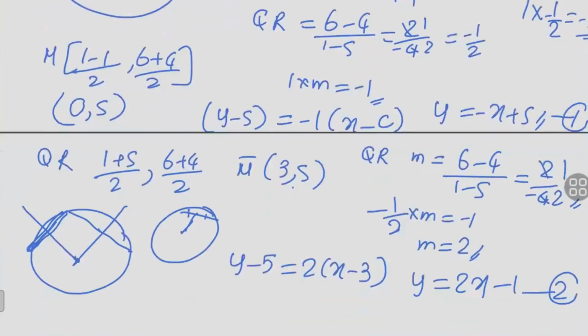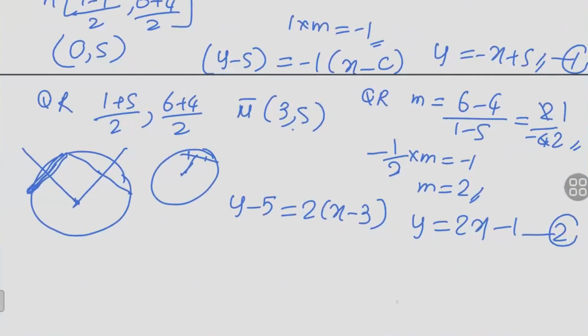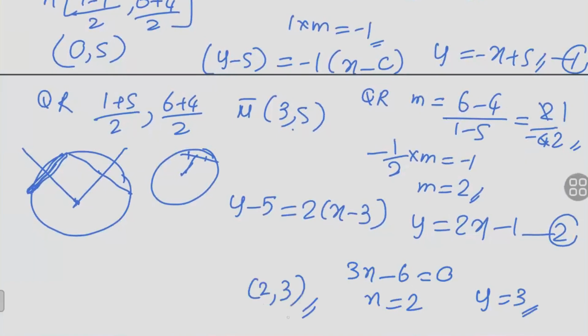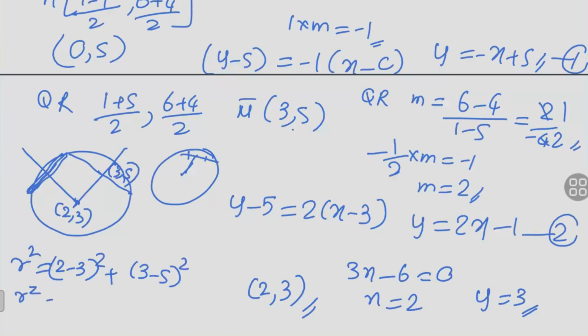Finding the two midpoints, now simplify these two equations and you can get the center coordinate. When you subtract, 3x minus 6 equals 0, so x equals 2, and substituting, y equals 2 into 2 minus 1, which is 3. So the center is (2, 3). Once you find it, using any midpoint coordinate such as (3, 5), you can find the radius. r squared equals (2 minus 3) squared plus (3 minus 5) squared, so r squared is 1 plus 4, which is 5.